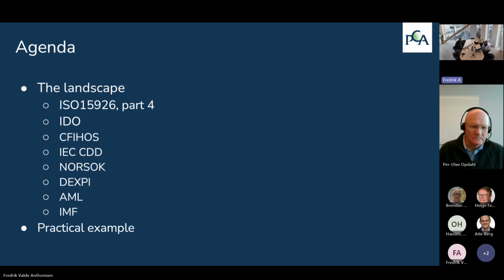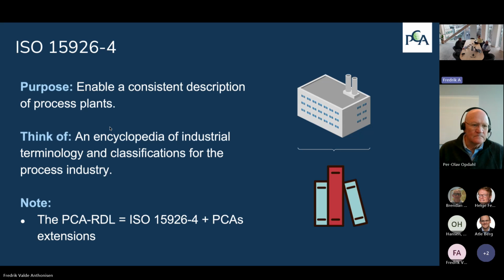So with that said, let's go through at an overall level the different standards that we have within the landscape that we're operating in. We have what many people know of as ISO 15926, but then we have part 4 of this standard. And the purpose of ISO 15926 part 4 is to basically enable a consistent description of process plants. And for those that don't really know what that means or what part 4 does, you can think of it kind of like an encyclopedia of industrial terminology and classifications for the process industry.